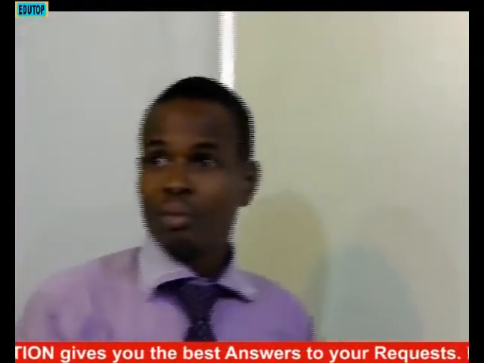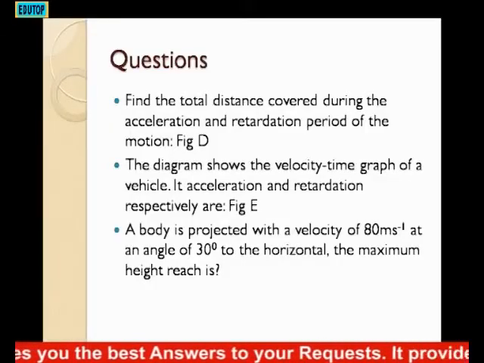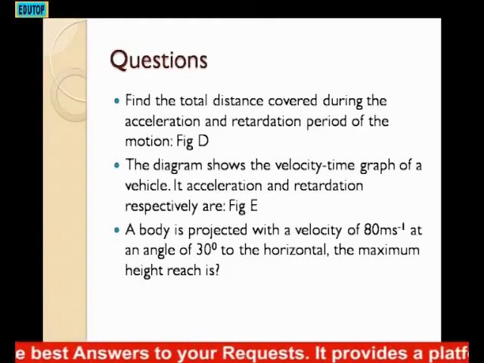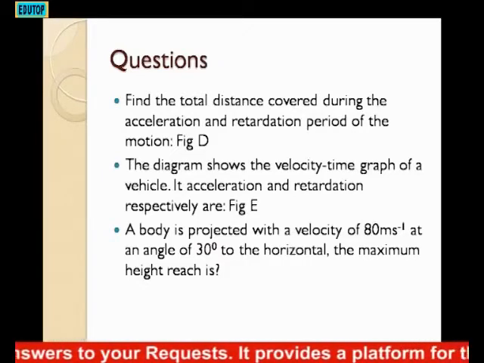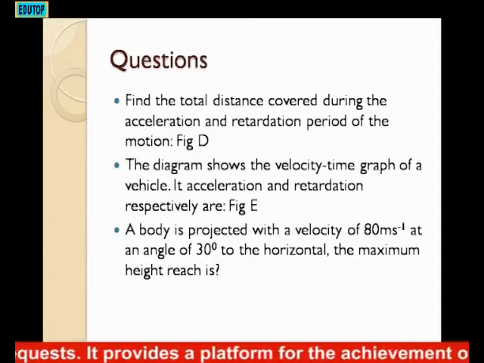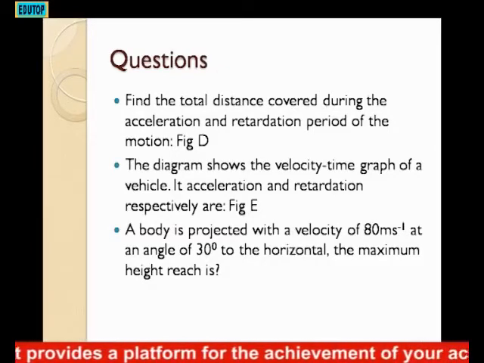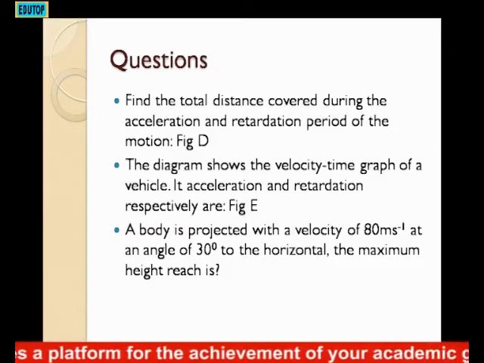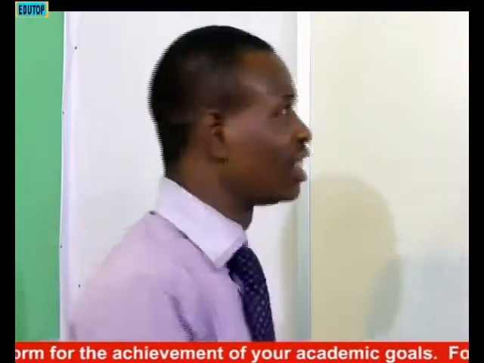Question number 18. The question says a body is projected with a velocity of 80 meters per second at an angle of 30 degrees to the horizontal. The maximum height reached is the maximum height.